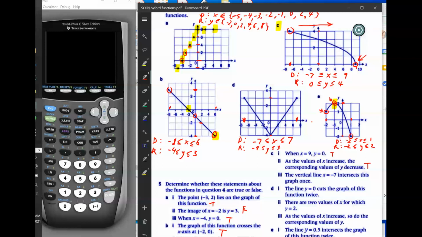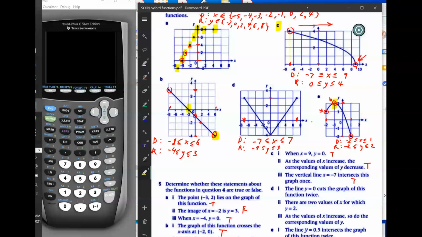The vertical line x equals -7 intersects this graph once. So if we were to draw a vertical line at x equals -7, it would be right there, right? And it does cross the line in one single point at the end point. The line y equals 0 cuts the graph of this function twice. Now we're looking at D.